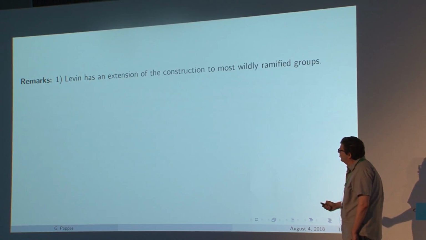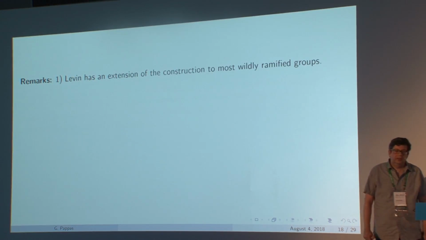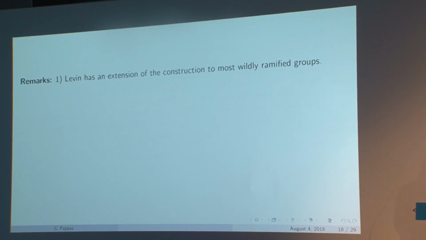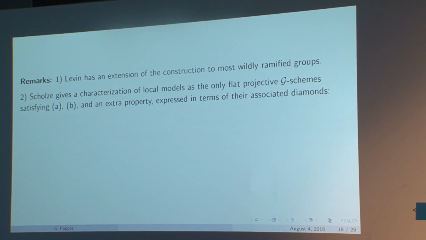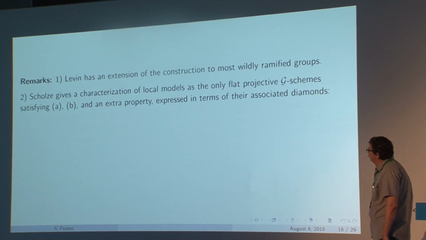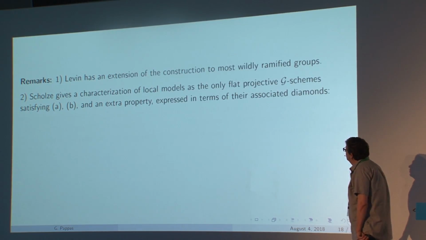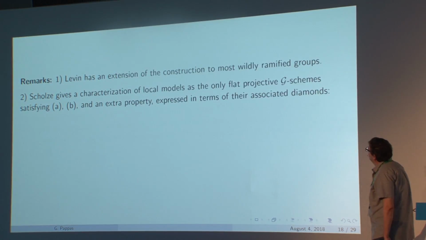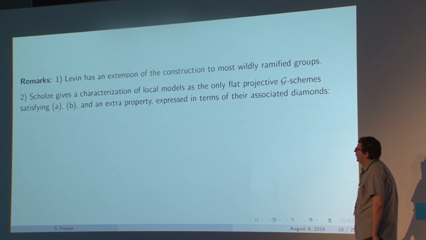On the other hand, this is like an ad hoc construction. It's not very satisfactory, and I have to say this problem is not very well understood yet, how exactly to give this construction, I think. And there is some progress in that. Peter Scholze gives a characterization of the local models, which is something that's missing from my discussion so far. He says that local models are the only flat projective G-scheme that satisfy properties A and B.